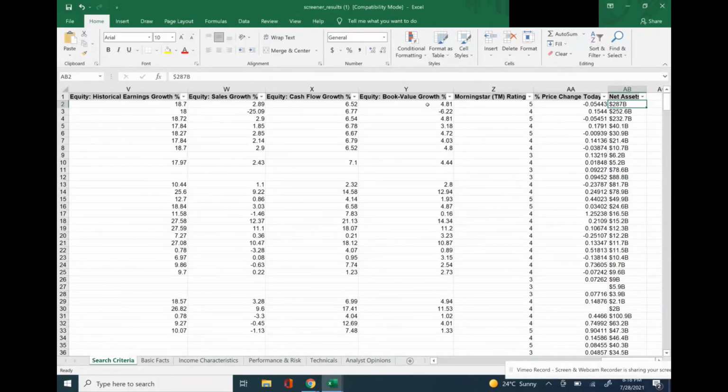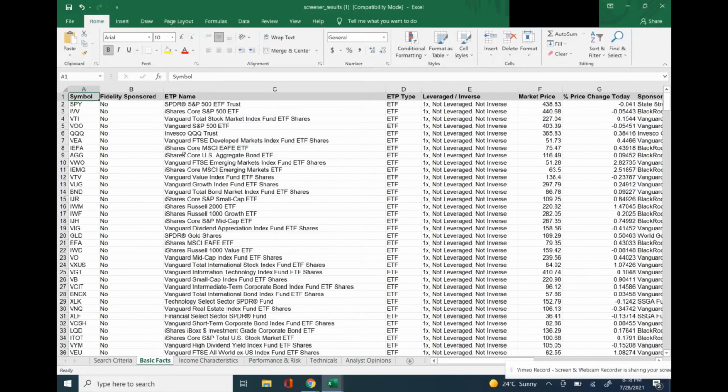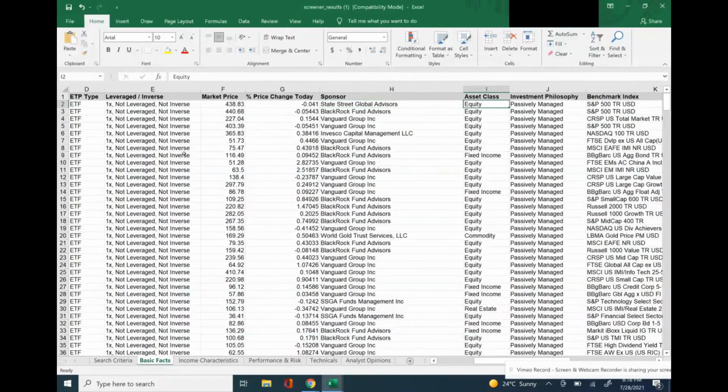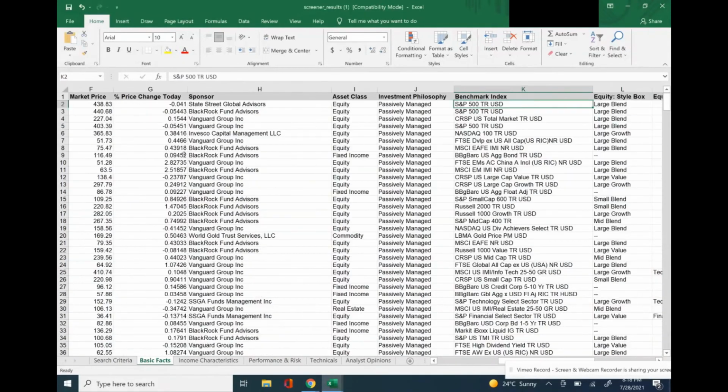The other tabs, such as basic facts, you'll see a lot of repetition, so I don't want to explain that again. But definitely, if we go over this, it does give you an understanding of which benchmark index it is tracking. So if you're interested in the S&P 500, feel free to choose any ETFs based on the considerations I mentioned a couple of minutes back.